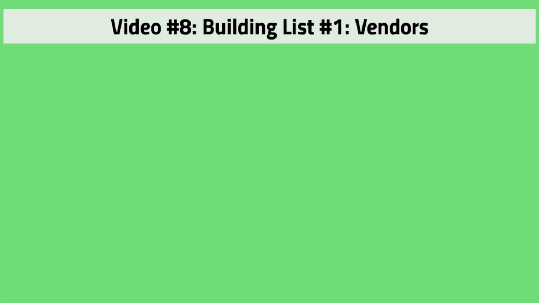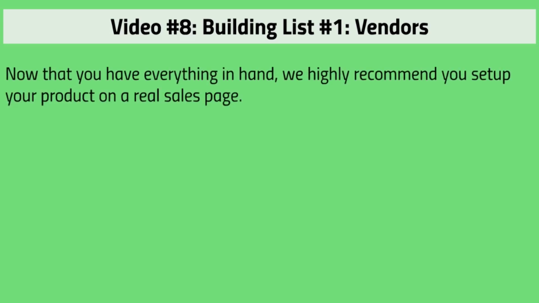Now, this is not necessarily required, but this is going to help you get more yeses. So once you have everything in hand, what we highly recommend that you do is you set up your product on a real sales page. Now, you might be thinking, oh, this is so hard to do, but in reality, what I recommend that you do is taking what you learned in the previous video about getting a script written, finding a video spokesperson on Fiverr to read that script. All you have to do is you can do the same thing.